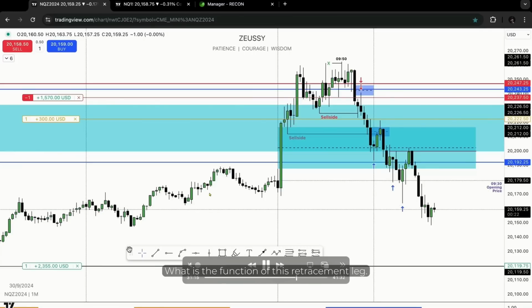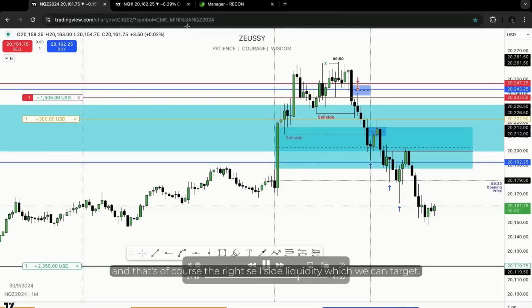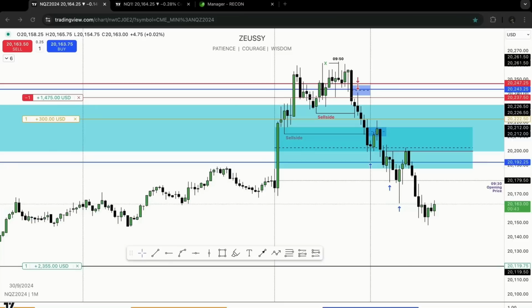What is the function of this retracement leg? The function right here is to engineer sell-side liquidity, giving retail-minded traders the idea that a support level has been reached, so to say, and therefore they go market long in this area and place a stop loss below this low, and that's of course the sell-side liquidity which we can target.